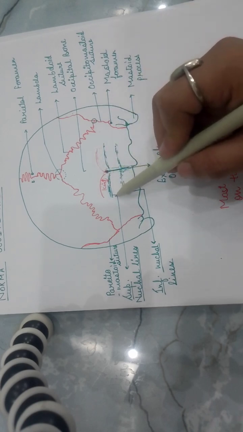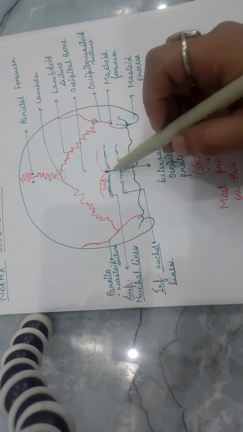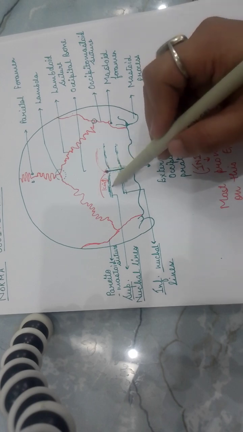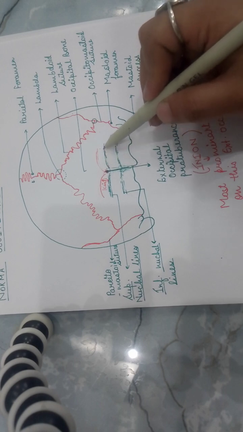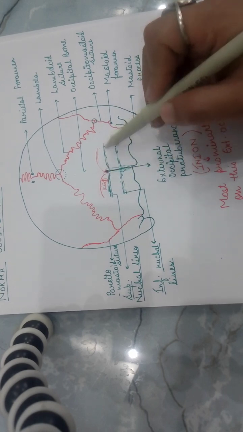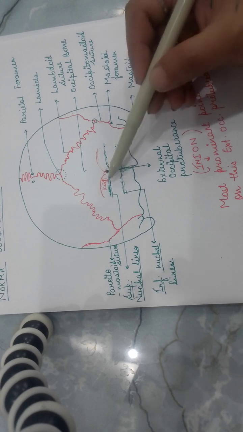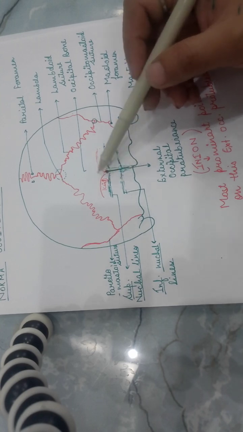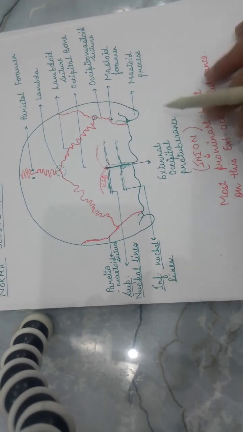Now superior nuchal lines, these are curved bony ridges passing laterally from the protuberance. These also mark the junction of head and neck, and the area between the superior nuchal lines, these will be studied in the Norma basalis.